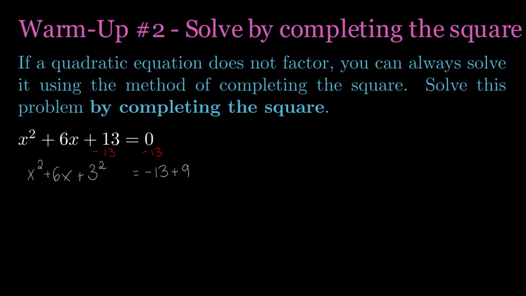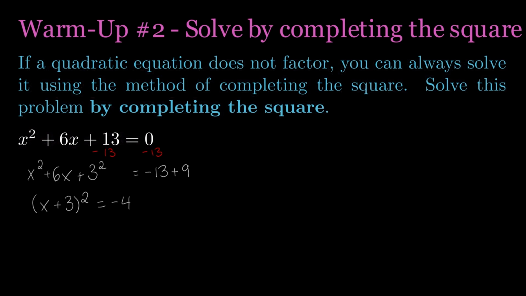Now, that left-hand side factors as a perfect square trinomial because 6 is 2 times 3, so we're going to have the square of x plus 3, because the sign in our binomial must match that middle coefficient sign. And we simplify the number on the other side. Negative 13 plus 9 is equal to negative 4.